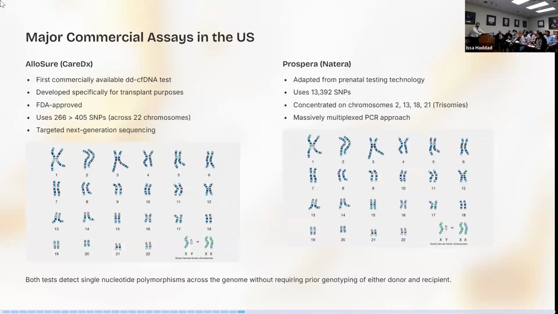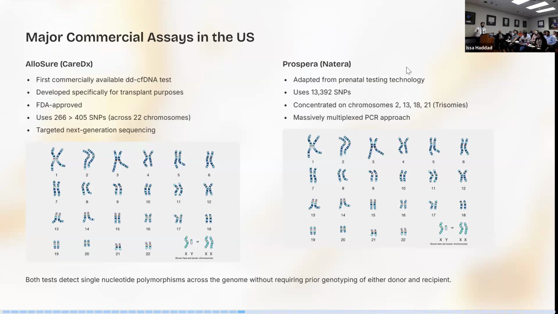All right. Because AlloSure and Prospera are the most common, I'm going to touch base a little bit about them. AlloSure was actually the first commercially available donor-derived cell-free DNA test, and it was developed specifically for transplant purposes. It was FDA approved, and they look at 405 SNPs across all 22 chromosomes, except the XY chromosomes. And they use targeted next generation sequencing.